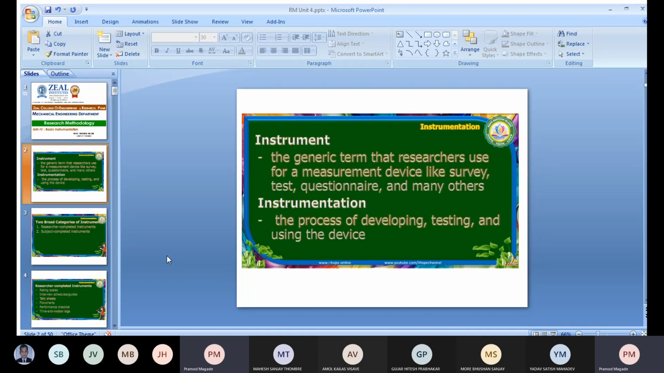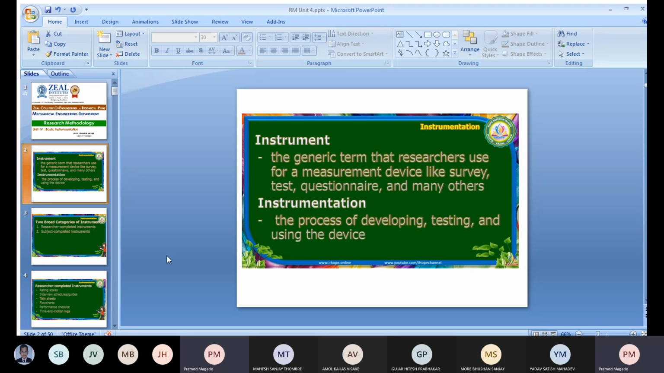So that's why the instrument matters, and of course it is a kind of device which helps only for the measurement. And why measurement? Because that measurement will have to be cross-checked as per human or society requirement. So likewise, this will be the instrument. And instrumentation, as per the title of unit number 4, means the process of developing, testing, and using various devices as per the condition.